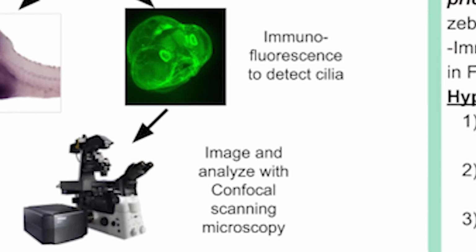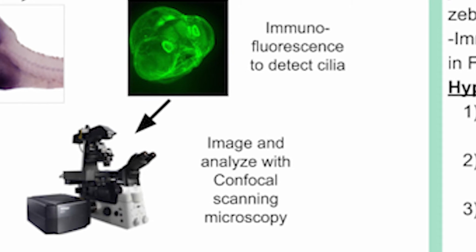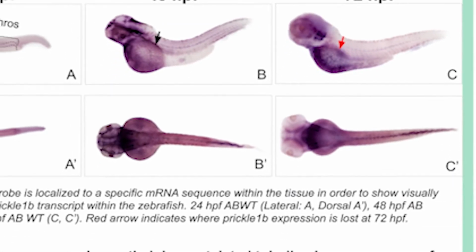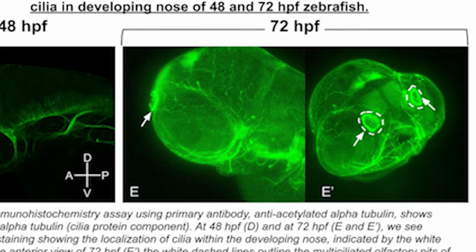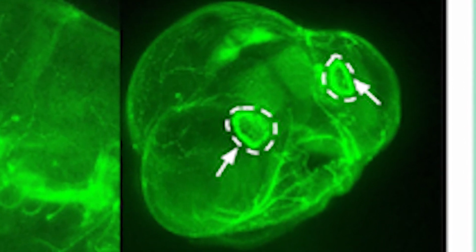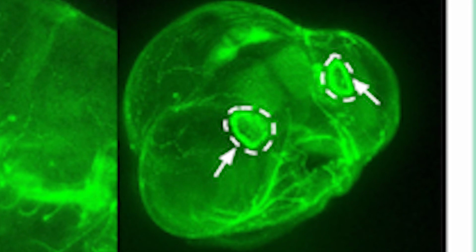In our second experiment, to establish a reliable assay to detect the presence of differentiated cilium, we utilized immunohistochemistry to visualize where alpha-tubulin, a component of cilia, is localized. We were able to visualize strong localization of cilia to the developing olfactory pit in 48 and 72 hours post-fertilization zebrafish embryos using high-resolution confocal microscopy. In Figure 2, we see that alpha-tubulin is specific to the nose region, where we would expect cilia to be expressed.